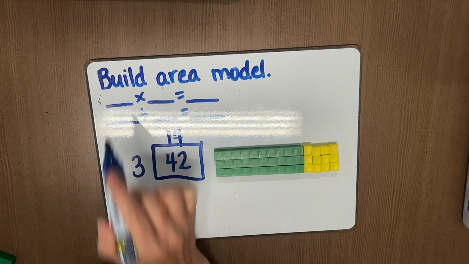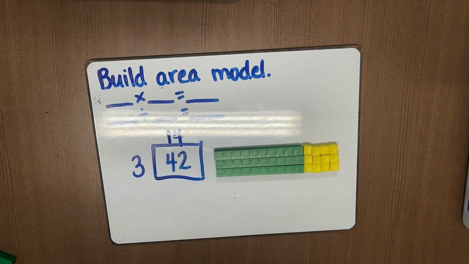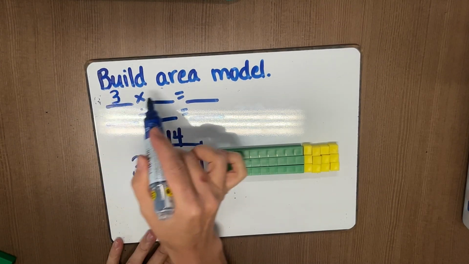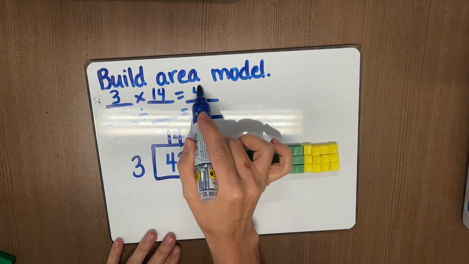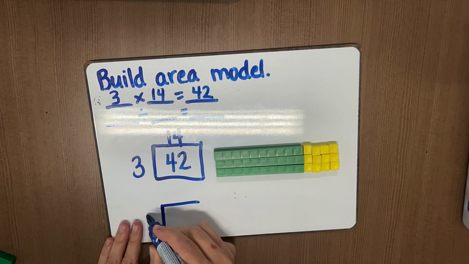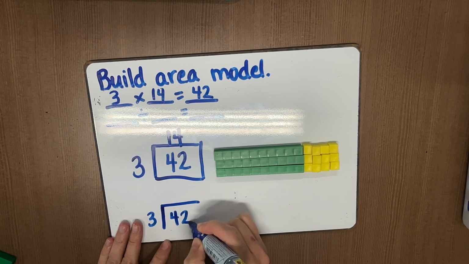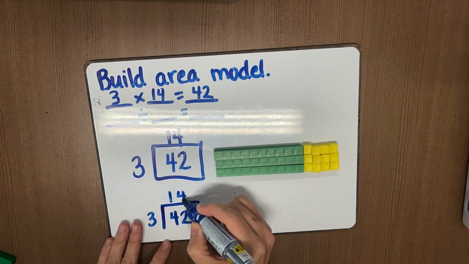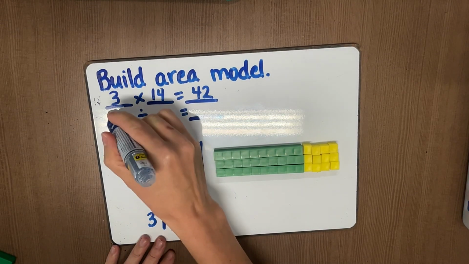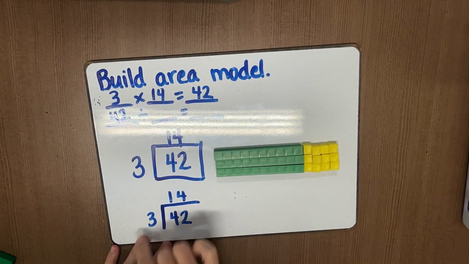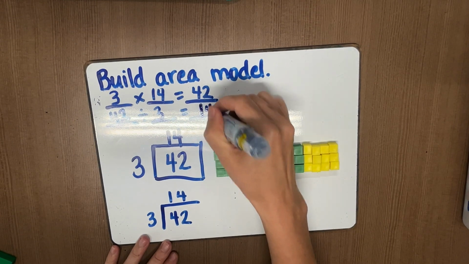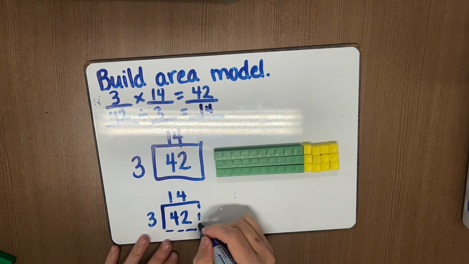What equations match this area model? Well, I know 3 times 14 is 42. And I can remember that sometimes this problem looks like this, and the quotient or answer goes on the top. So I can use that the same way. 42 divided by 3 is 14. And that matches my area model.